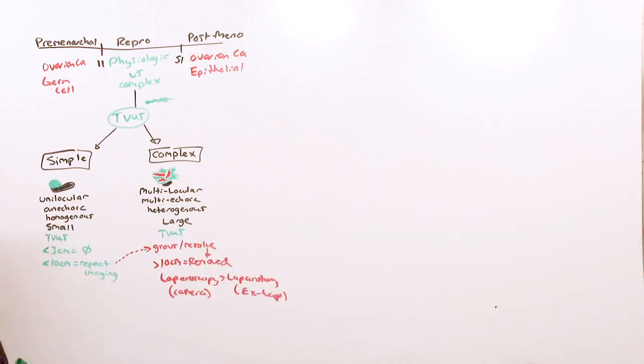Some of the things we've learned not to do: aspiration is definitely the wrong answer. It doesn't help a simple cyst, and if it ends up being cancer, then all you've done is seed the tract.